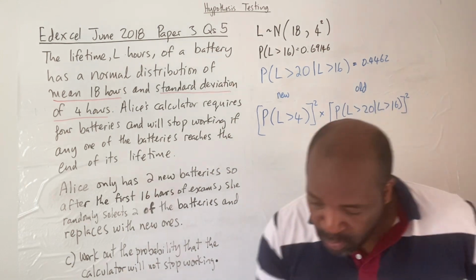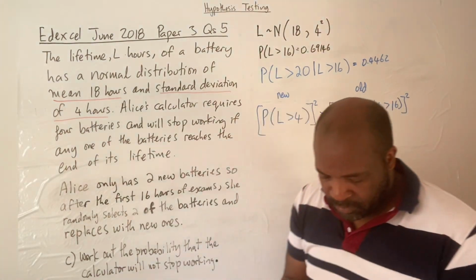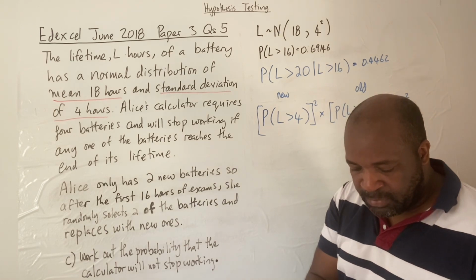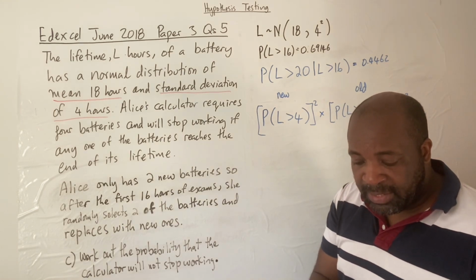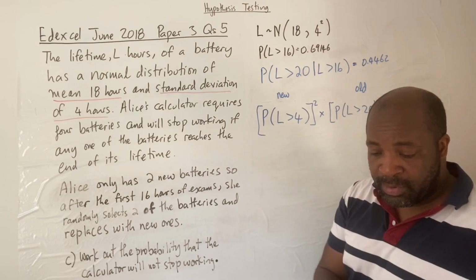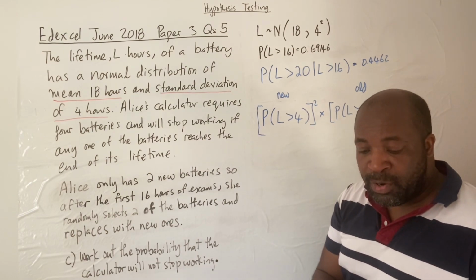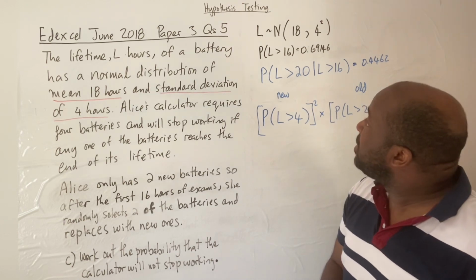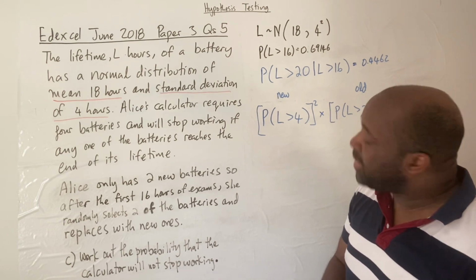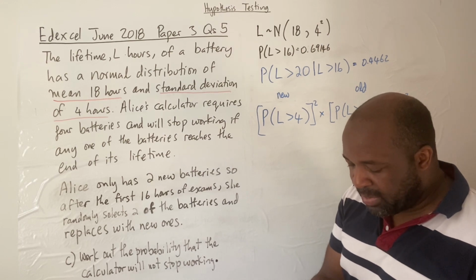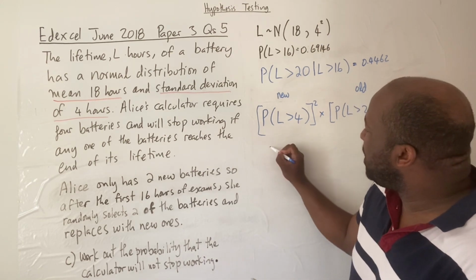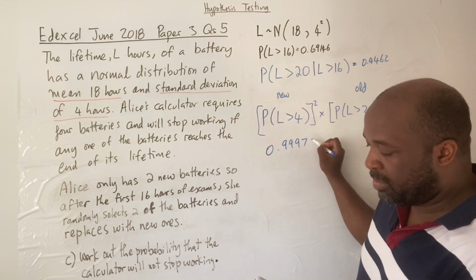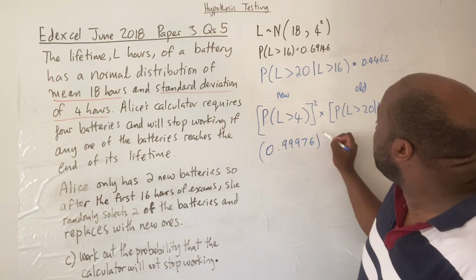So we can go to our calculator, and then we're going to go to distribution, normal, NCD. So greater than 4, so the lower is going to be 4, the upper a large number like 1,000. Sigma is 4 and mu is 18. So that's going to be, we're going to get 0.99976, and then that is going to be squared.